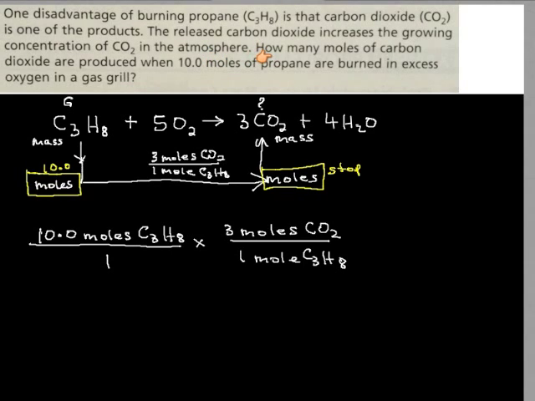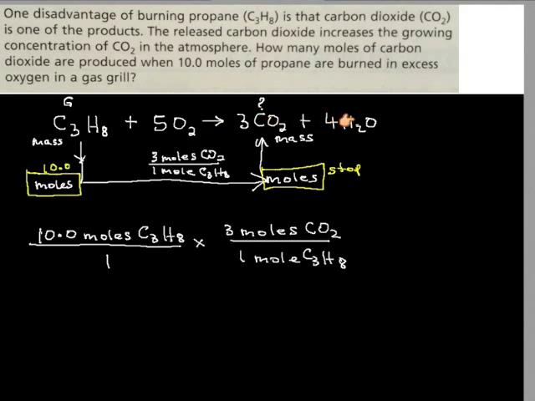The question is, how many moles of carbon dioxide are produced when 10 moles of propane are burned in excess oxygen in a grill? So you are told that the starting material is propane and oxygen. Types of reaction will tell you that anytime something is combusted, the products are automatically carbon dioxide and water. So even if they didn't tell me that one of the products is water, I would know that.